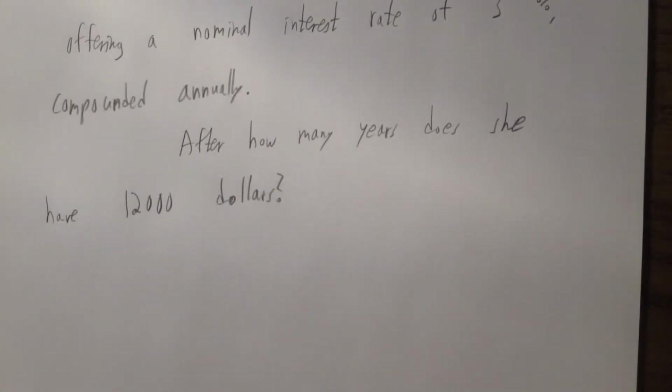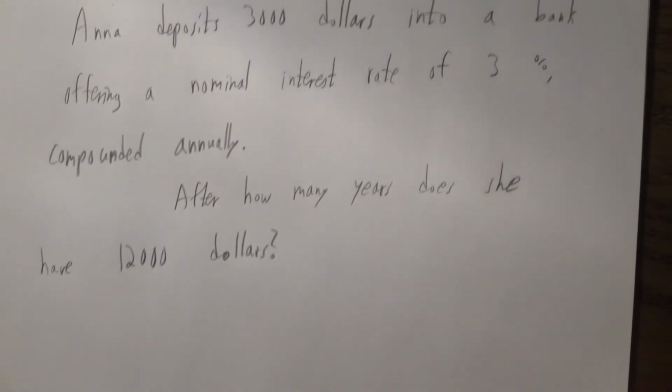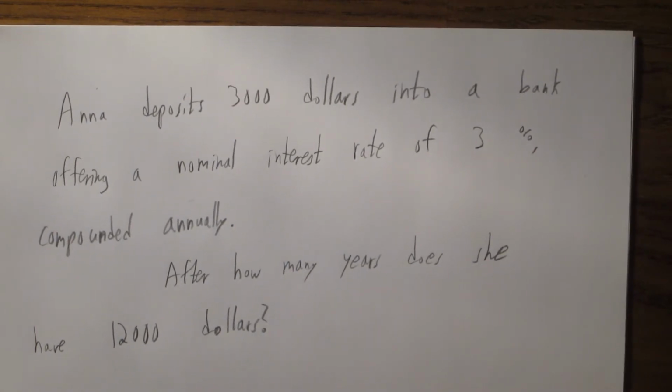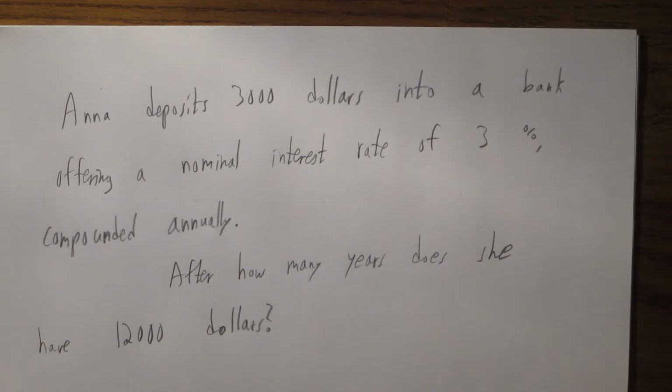Right, our first example is about Anna, who deposits $3,000 into a bank offering a nominal interest rate of 3% compounded annually. After how many years does she have $12,000?